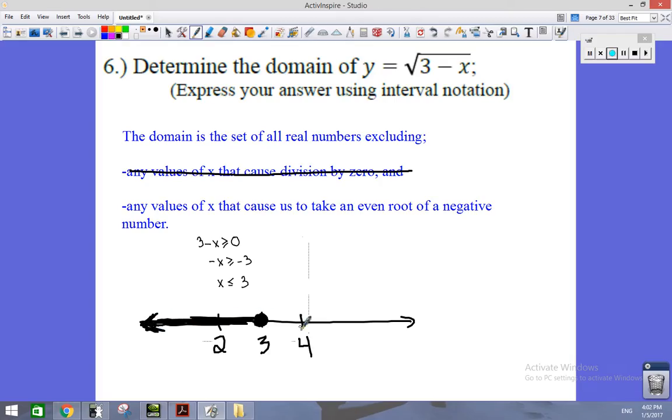Okay. 4 is not shaded, so I don't want 4 to be in the domain. Let's plug it in anyway and see what we would get. 3 minus 4 is negative 1, and I can't take the square root of negative 1, so I'm glad that's not shaded, because it's not supposed to be. It's not in my domain.